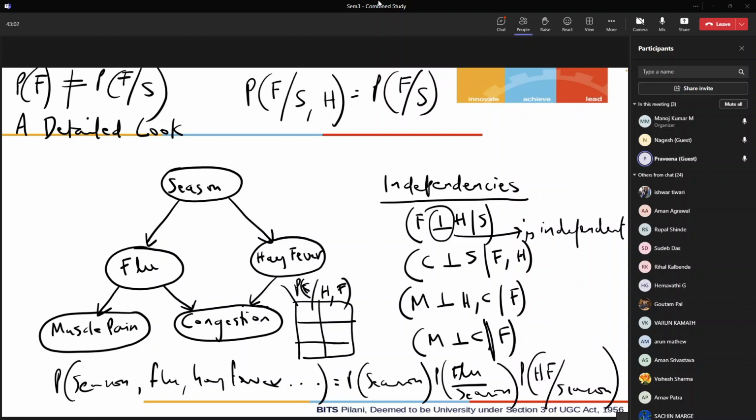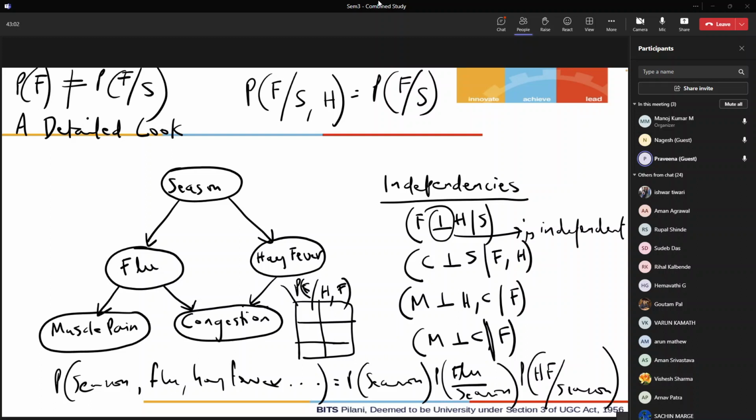What we are trying to say is that when we have to write this, the number of factors we have to look at for the probability is very huge, because we have to look at any combination. But now that we have this graph, we already know that I don't have to have the probability of flu given hay fever or probability of muscle pain given hay fever. Those combinations are not required because, for example, probability of flu given season and hay fever is equal to probability of flu given season, because hay fever and season are related, but flu is not related directly to hay fever.